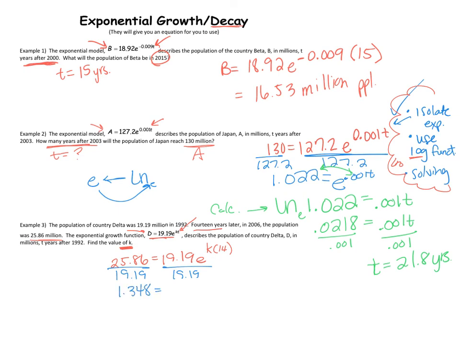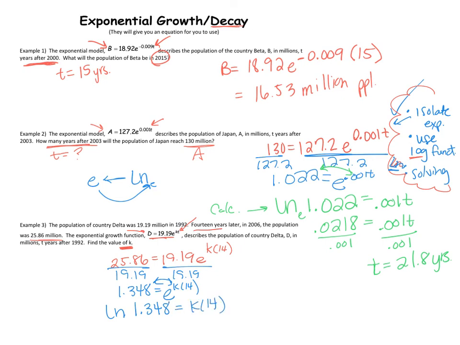And make sure when you're in MyMathLab, you're rounding to whatever they're asking you to round to as you're going through here. All right, so now once I've isolated that base, that e, I'm going to introduce a log. More specifically, I'm going to introduce that natural log. Okay, so I introduce my natural log, which means I'm going to now switch these. So it's going to be natural log of 1.348 equals k times 14.